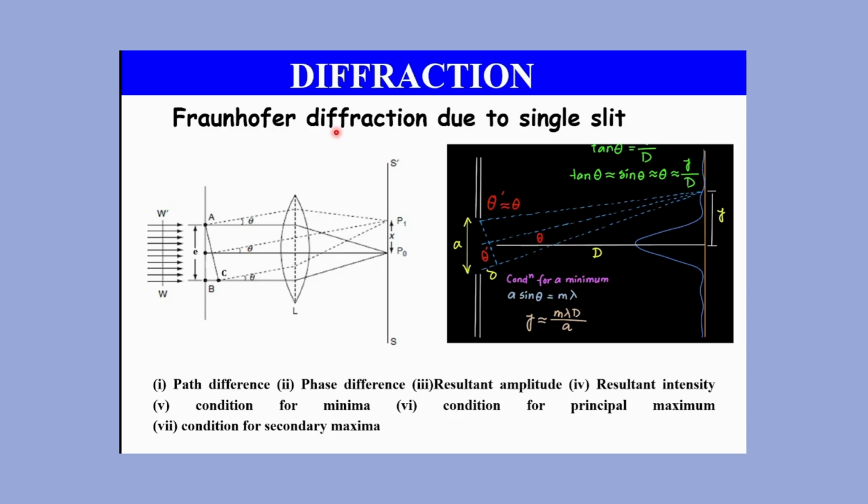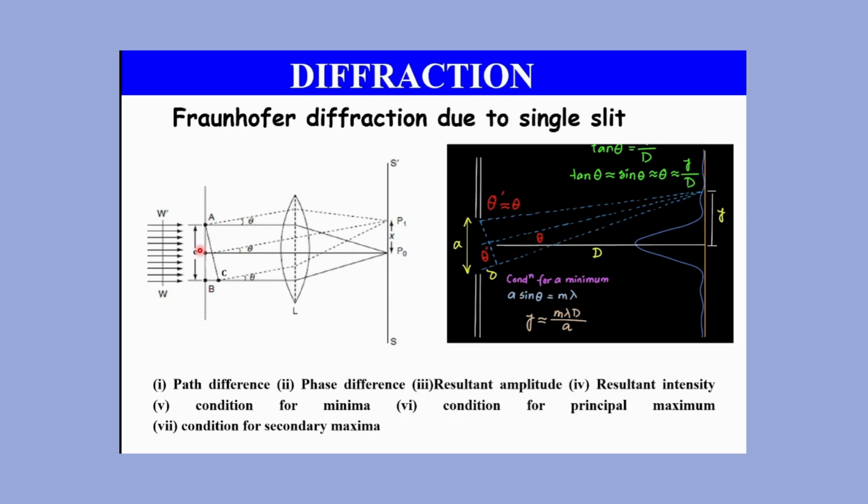In order to discuss this concept, let us consider a monochromatic source and a single slit. This slit has width e, then a convex lens and a screen. So this monochromatic light source, single slit, convex lens and the screen are arranged as shown in this figure. The single slit AB has a width small e.